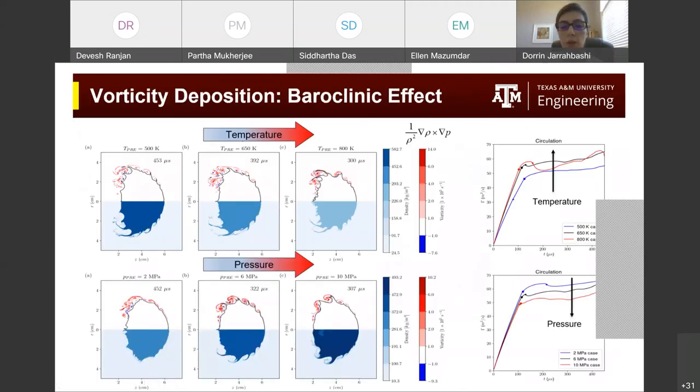We did some quantitative comparison by increasing the temperature and pressure, looking into the circulation and the baroclinic vorticity, and we again see the trend that after the shock crosses over the droplet, the circulation tends to increase with increasing temperature. That's because we are moving toward a gas-like behavior by increasing the temperature, whereas by increasing the pressure and the density, we'll see a decrease in the circulation as a result of the shock interaction with the droplet.